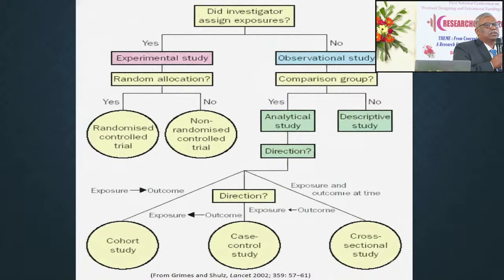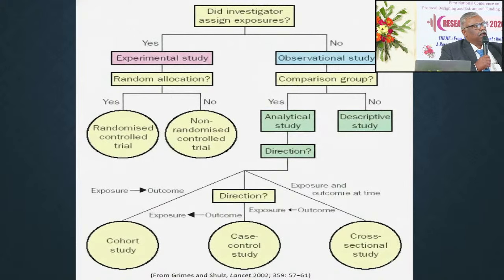If I am doing a survey of diabetes, a house survey, some are diabetic, some are not diabetic. There are two groups. Some are hypertensive, some are not hypertensive. Two groups, so it is an analytical study. Direction again: if exposure and outcome are measured at the same time, it is a cross-sectional study.